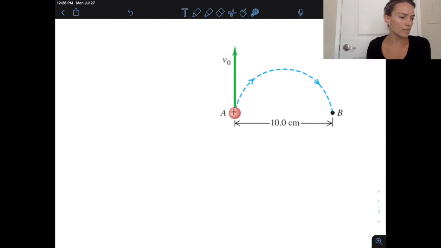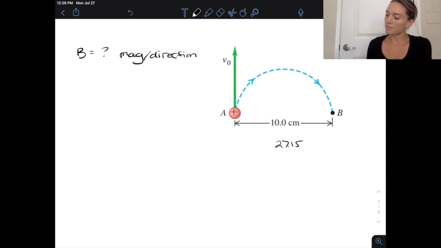I think 27.15. So this was from 27.15. We had a proton that was entering, there was some magnetic field in here. We didn't know what direction it was or what magnitude it was. And we were trying to find the magnetic field, both the magnitude and direction.